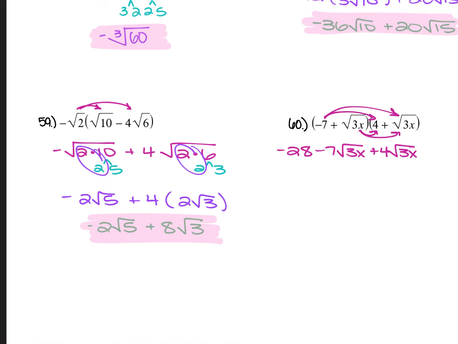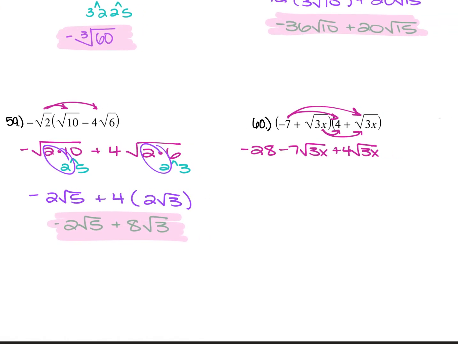And the square root of 3x times the square root of 3x is the square root of 3x to the second power. Your squared cancels out your radical. So you combine like terms. Other than that, you're left with negative 28 minus 3 square root 3x plus 3x. You can leave it in this form, but that is your answer.